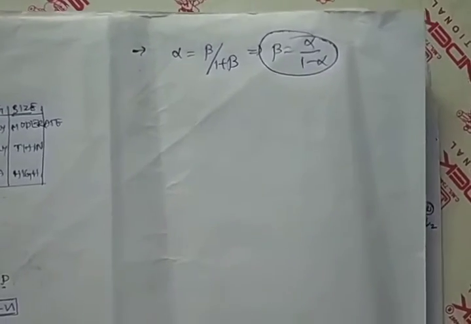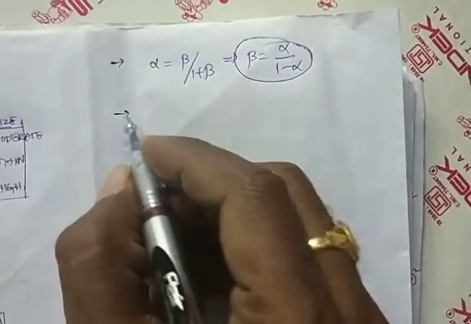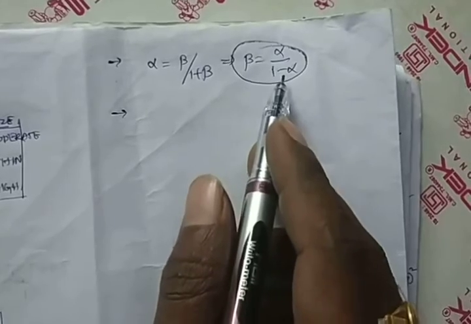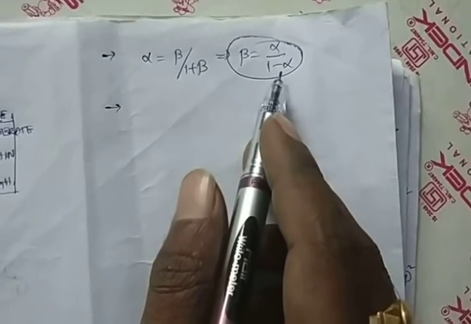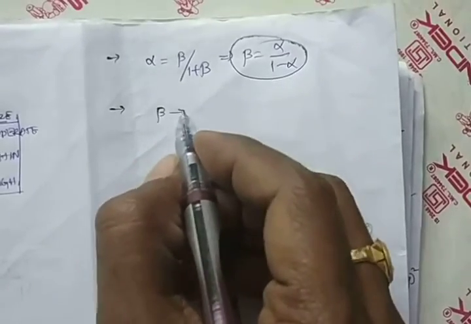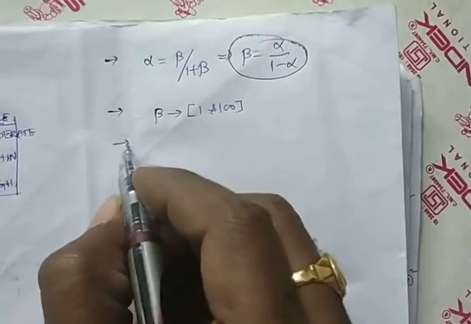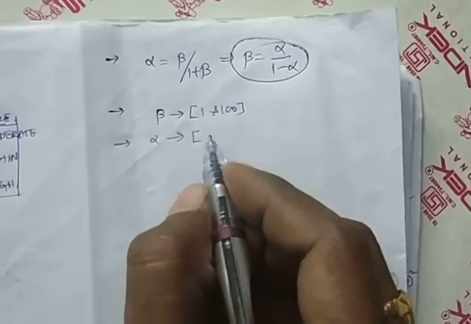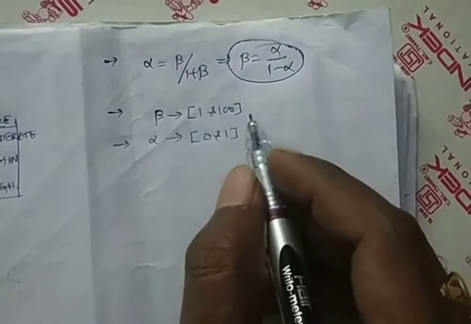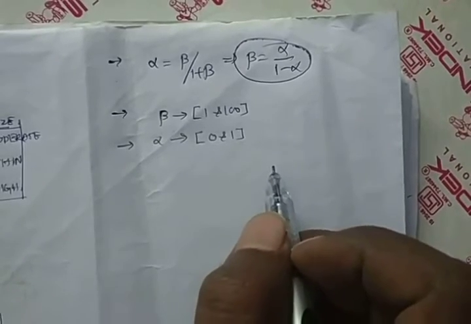So this value is used as the current gain in common emitter configuration, and alpha is the current gain in common base. This beta value lies between 1 and 100 and the alpha value lies between 0 and 1. Then you should convert from beta to alpha and alpha to beta. Okay.